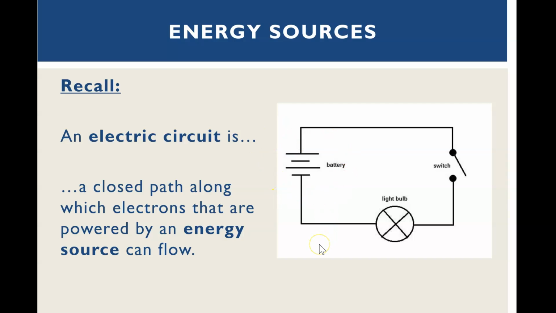Last week, you were given some diagrams to draw in which you had to include a cell or a battery or an AC alternating current power supply. So in this case, we have a battery, and this particular battery is made up of two cells, and those two cells have a positive terminal and a negative terminal.